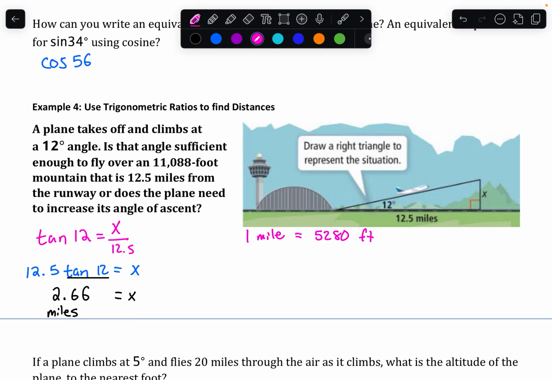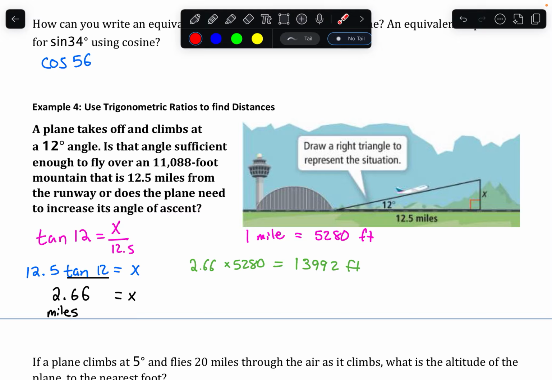If we have 2.66 miles, and each mile has 5,280 feet in it, then altogether we have 13,992 feet. What does that tell us? That tells us that by the end of its ascent, the plane will be 13,992 feet in the air. Is it above the mountain? It's above the mountain. So the plane does not need to increase its angle of ascent.